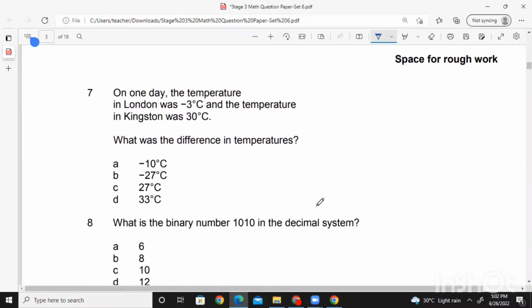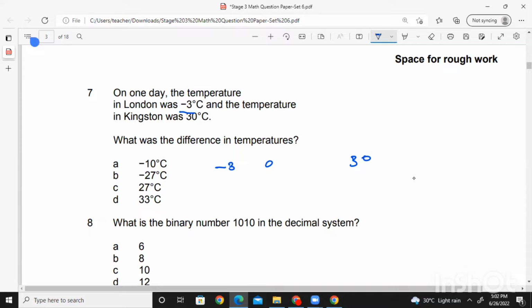All right, let's go. Number 7 says, one day the temperature in London was -3, and the temperature in Kingston was 30. What is the difference between these? So just take a quick look. You're at -3. There's a 0 here, and then you have 30 down there.